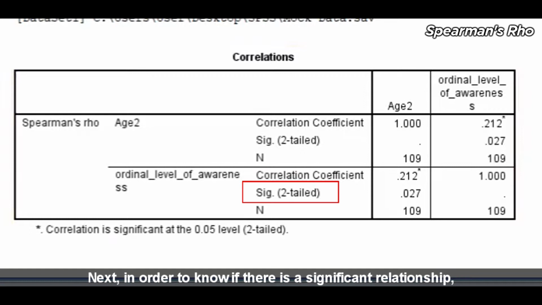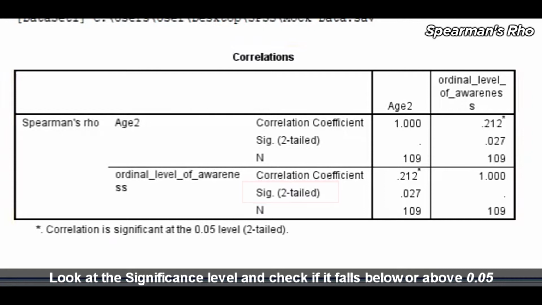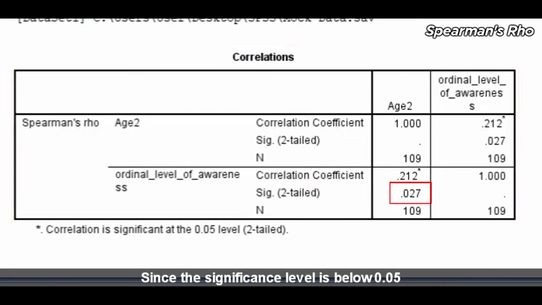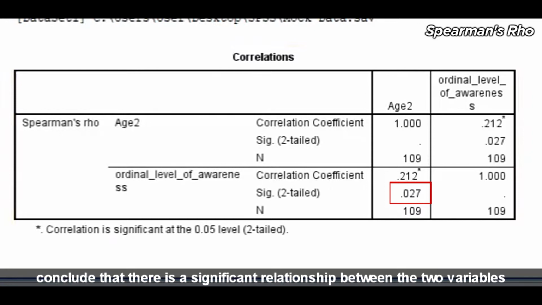Next, in order to know if there's a significant relationship, look at the significance level and check if it falls below or above 0.05. Since the significance level is below 0.05, this means that we will reject the null hypothesis and conclude that there's a significant relationship between the two variables.